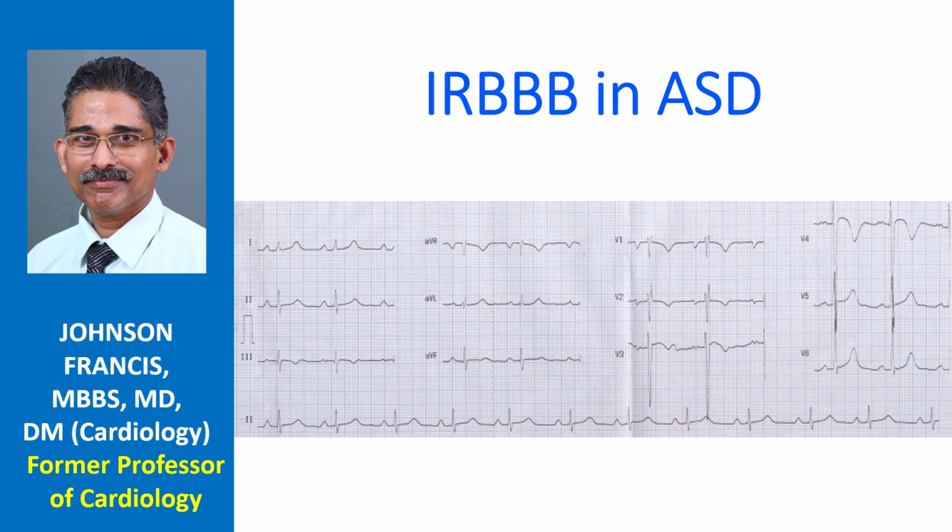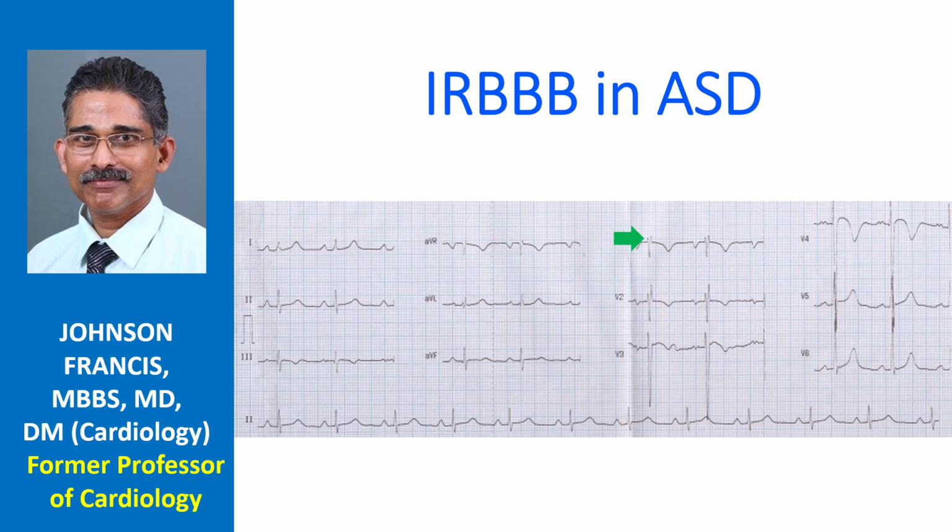Classical QRS pattern in ASD is the rSR prime in V1, suggestive of incomplete right bundle branch block. This pattern in ASD is due to right ventricular volume overload. QRS axis is usually rightward, more so when there is severe pulmonary hypertension.